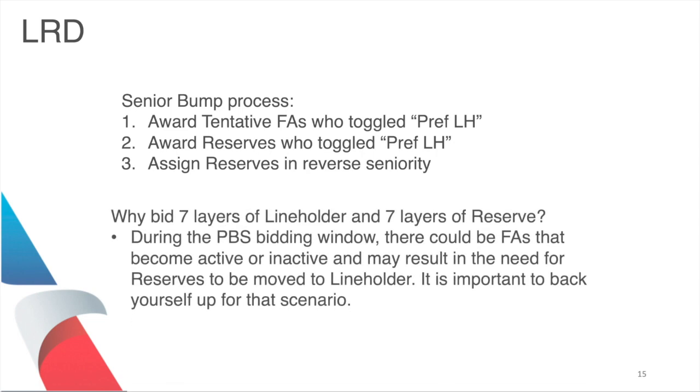This is why it is also important for the most junior flight attendant to bid 7 layers of lineholder and 7 layers of reserve as a backup in case they're subject to the senior bump process or active flight attendants go inactive for various reasons.